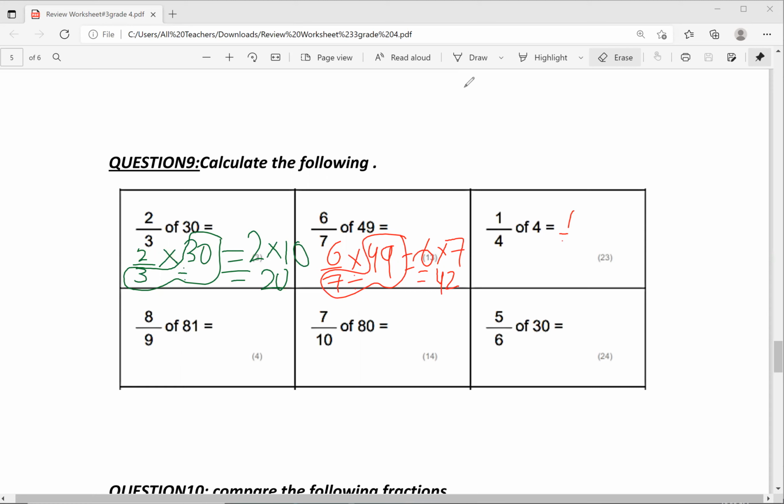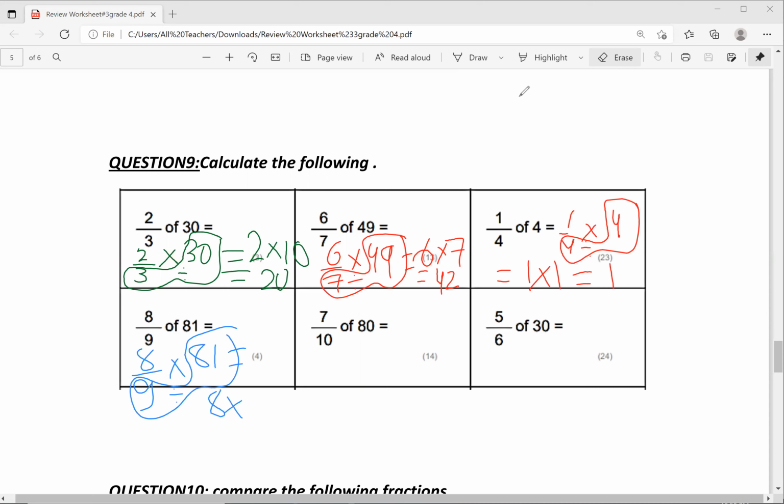Now 1 over 4 times 4. So you have to do division for both numbers. 1 times 1 is 1. Also here we have 8 over 9 times 81. So you divide those 2 numbers, you keep the 8. 8 times, what's 81 divided by 9? It's 9. 8 times 9, it's 72. Also the others are the same. I wish you got the idea so you can check the solution.